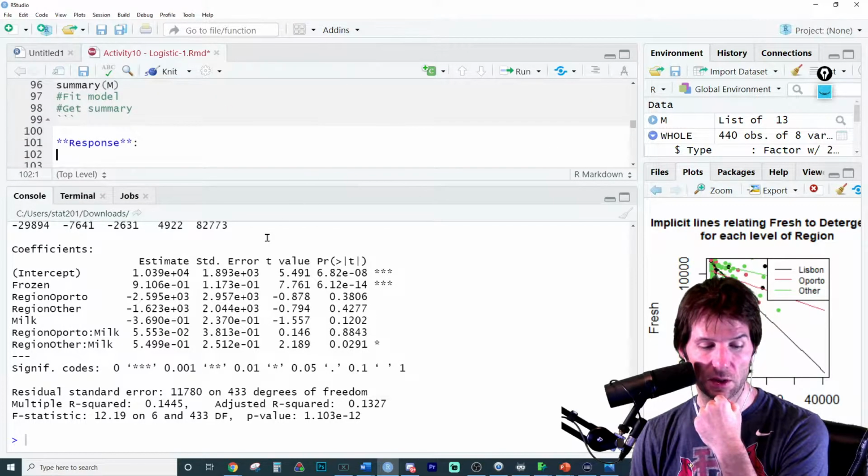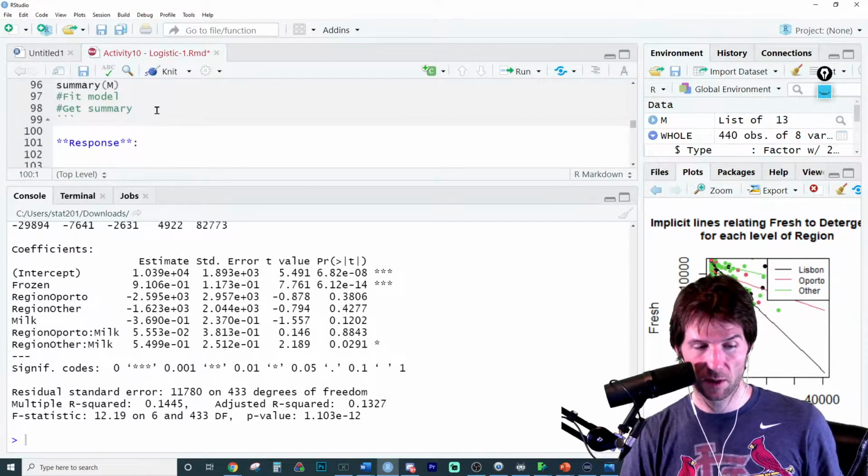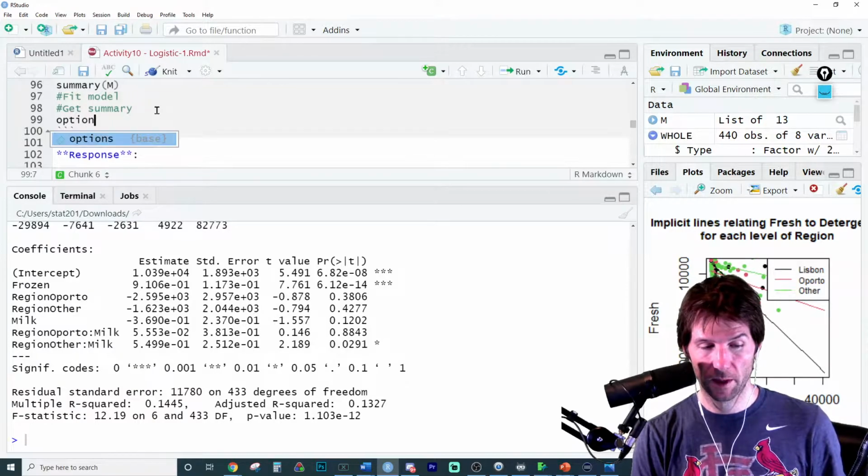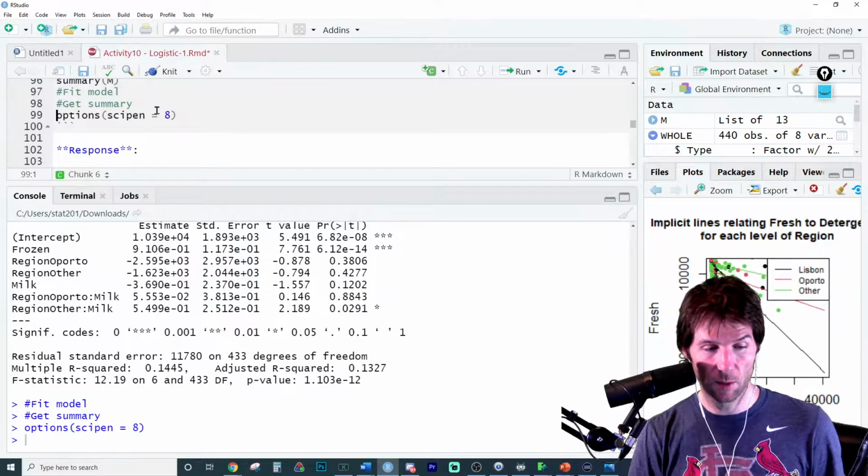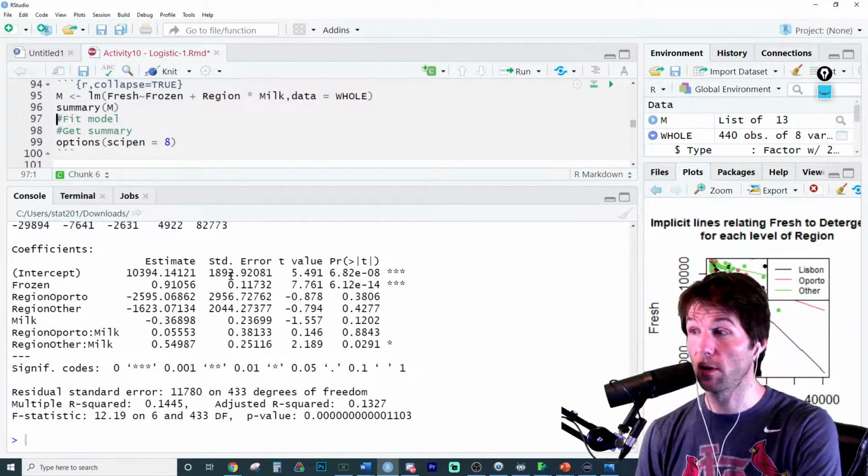So if, and let's, oh, I don't like those decimals. To remove the decimals, I'm going to go to options scipen equals 8, and we'll rerun the summary. Now we don't have decimals.